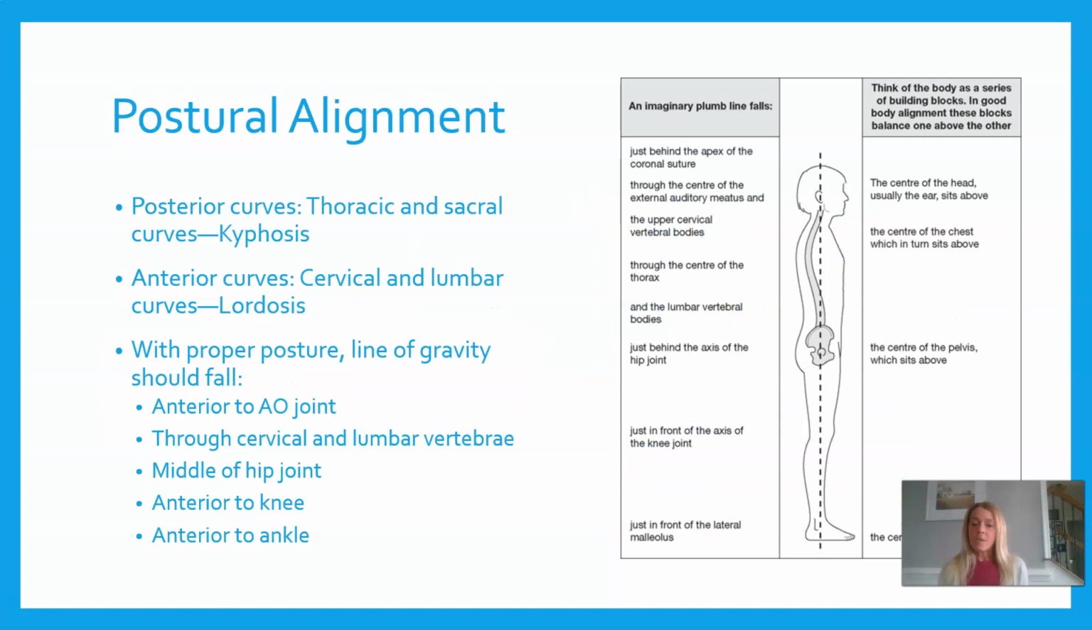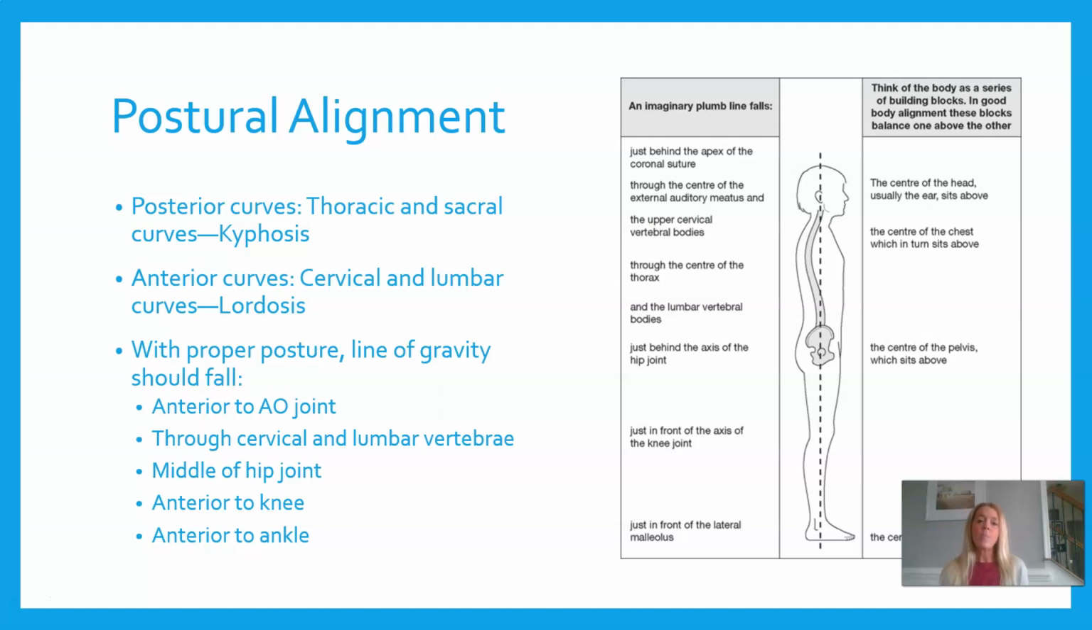So for normal postural alignment, we have 2 posterior curves and 2 anterior curves in the spine. The posterior curves are the thoracic and the sacral areas, and they are typically termed kyphosis. The anterior curves are going to be your cervical and your lumbar curves. They are lordotic curves or lordosis.